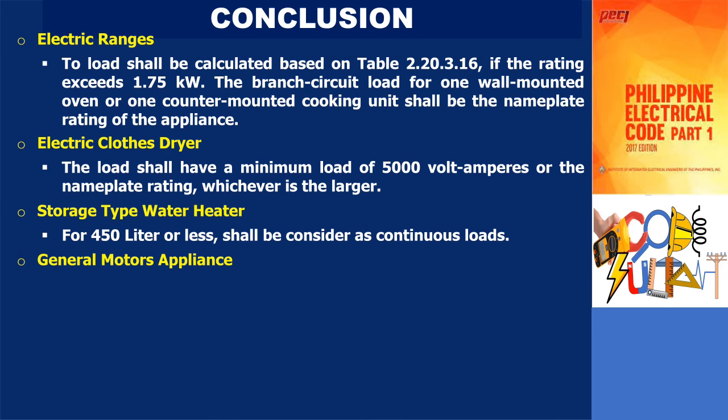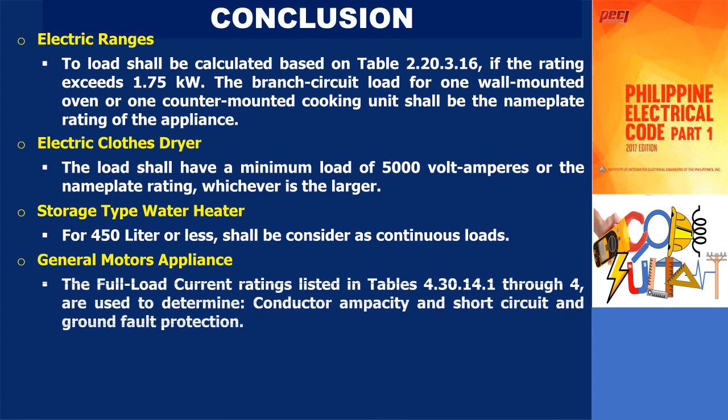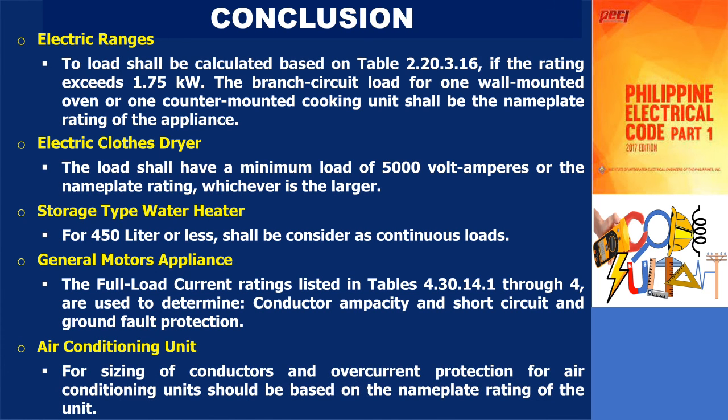While for the general motor loads, the full load current ratings listed in Tables 4.30.14.1 through 4 are used to determine conductor ampacity and short circuit and ground fault protection. And for the air conditioning units, the sizing of conductors and overcurrent protection for air conditioning units should be based on the nameplate rating of the unit.